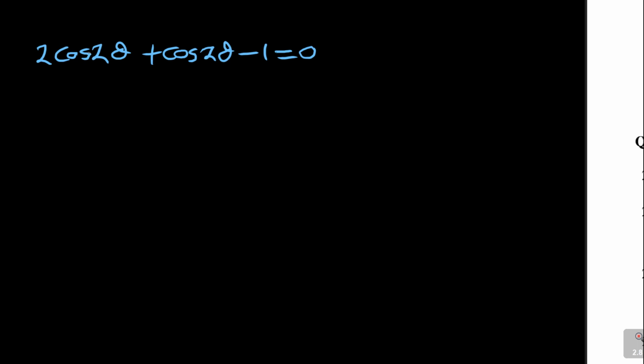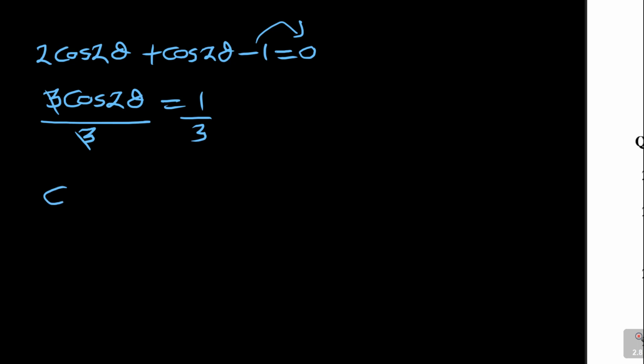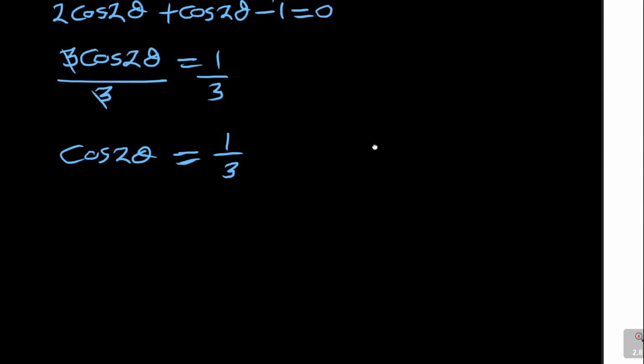Let's solve this. Cos 2 theta plus cos 2 theta, this is minus 1. Okay, 5 marks. You add 2 plus 1, which is 3 cos 2 theta. Now take 1 to the other side, is equal to 1. Then divide by 3 on both sides. So you have cos 2 theta is equal to 1 over 3. Agree with me? I don't know why they made it that easy.